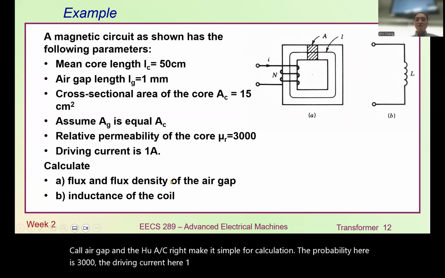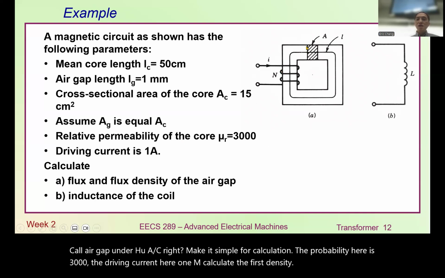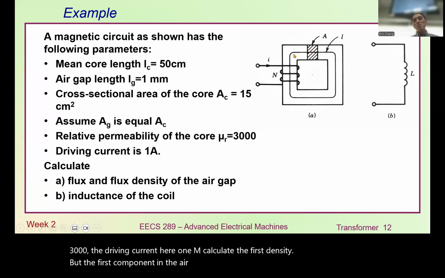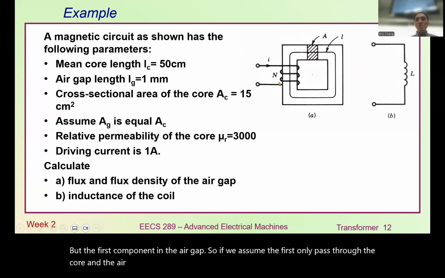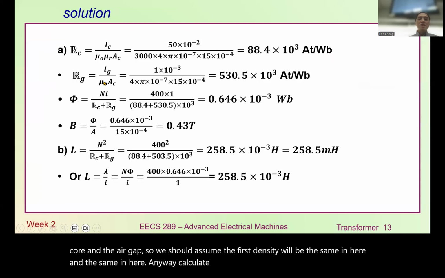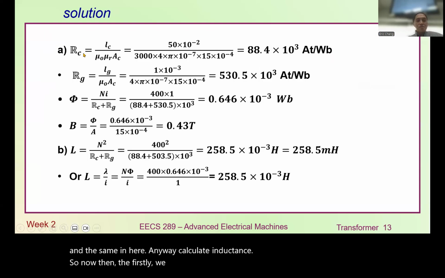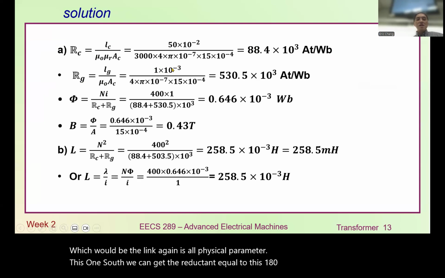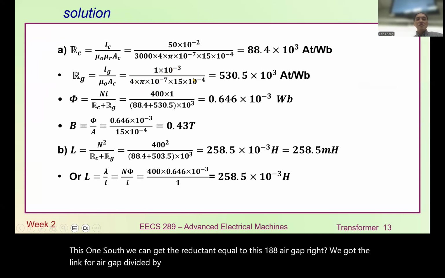Calculate the flux density or the flux component in the air gap. If we assume the flux only passes through the core and the air gap, we assume the flux density will be the same in here and the same in here anyway. Calculate the inductance. So firstly, we start with the reluctance, which will be the length, again, all physical parameters. So we can get the reluctance equal to this one, 88. For the air gap, right? We got the length of the air gap divided by the permeability divided by the area.